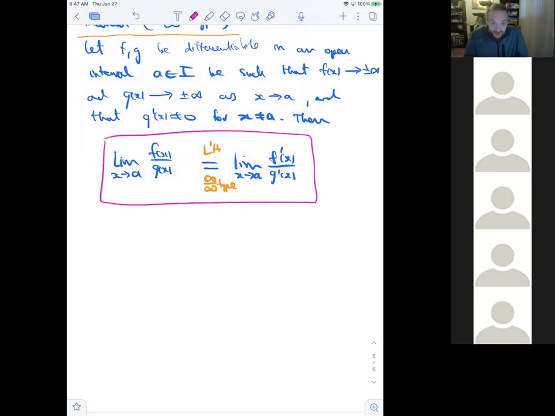There's 5 other indeterminate forms: 0 times infinity, which you can turn into either infinity over infinity type or 0 over 0 type. Then there's infinity minus infinity. Then there's 3 exponential types, which we're going to use a trick similar to logarithmic differentiation for.